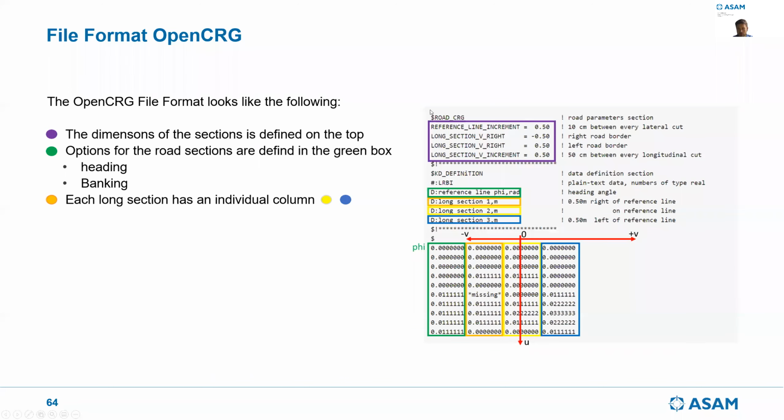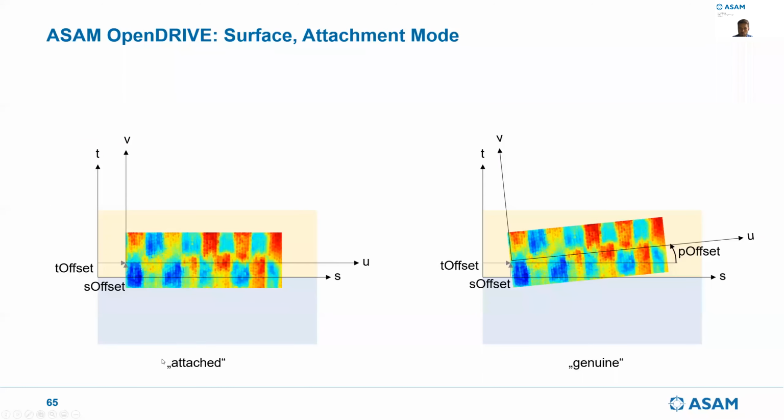Now, if we have a look at the CRG format, we have a UV coordinate system. That is very, very familiar because this is the same as the local coordinate system in OpenDRIVE. So we can take that coordinate system and use it to place the CRG grid onto our road. And that is what we can do.